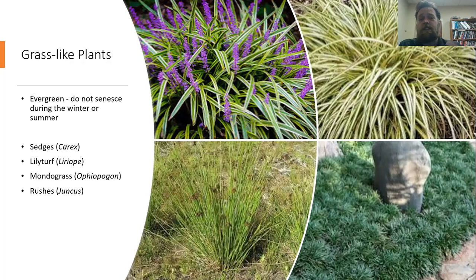Now, a lot of times these plants are evergreens. They don't die down in the winter or the summer, which is advantageous. And you'd certainly recognize some examples of these. Liriope, which is in a group called the lily turfs. Liriope is certainly one of the more common ornamental grass-like plants that we grow, or Mondograss, in addition to the sedges and rushes, other plants that have the same behavior as grasses, but wouldn't technically be considered grasses.